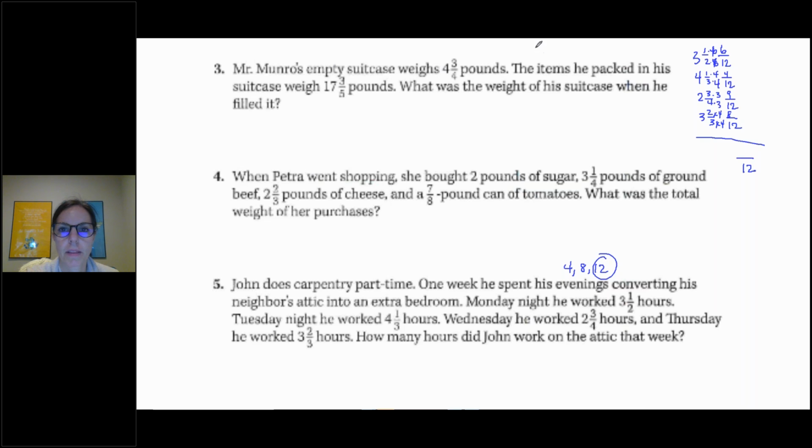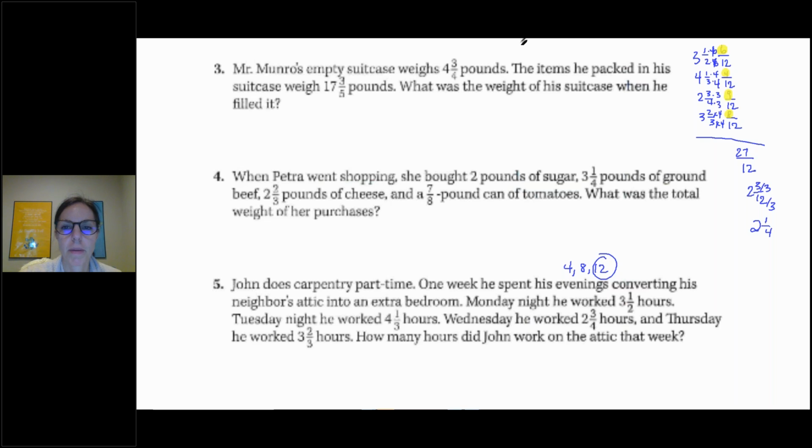Let me grab my highlighter. This is really hard to see, I think. So we've got 6, 4, 9, and 8. Add those together. You get 27. And then the mixed number would be 2 and 3 over 12. 3 12ths can be reduced to 2 and 1 over 4. 2 and 1/4. Perfect.